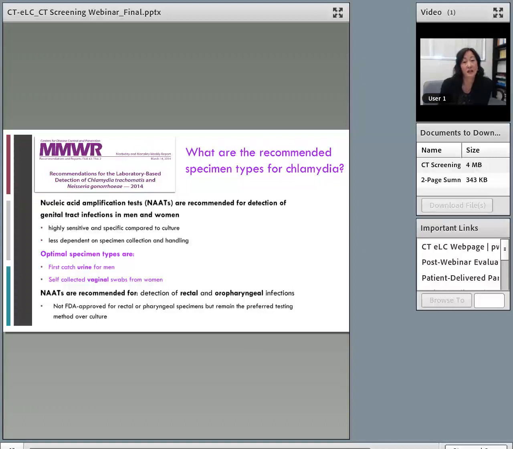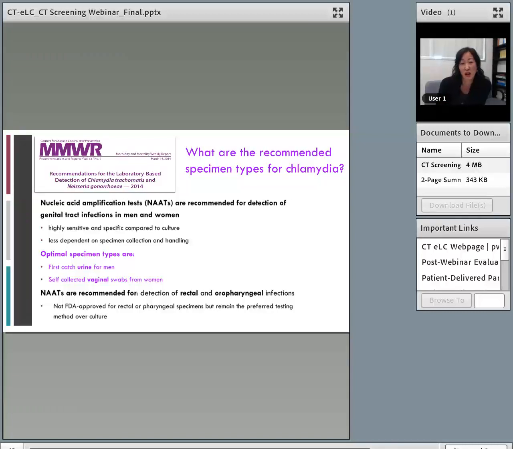The optimal specimen type is a first catch urine for men. Back in the days, I don't know if any of you have been in practice long enough to remember, we used to stick a little swab inside the urethra, and men really didn't like it, and many of them would never come back to see you because it's very traumatic.